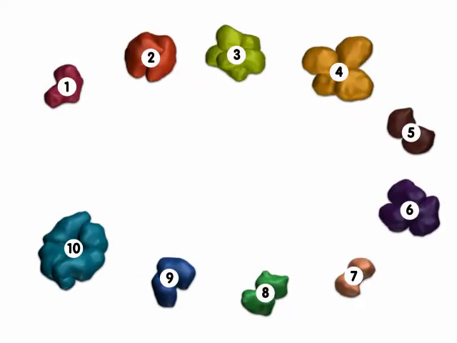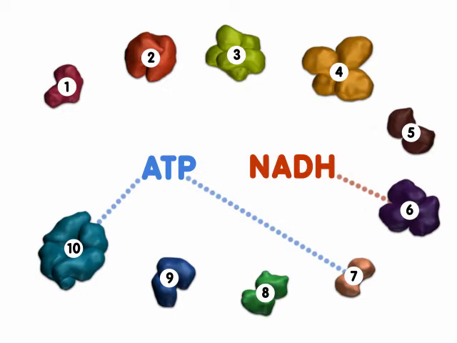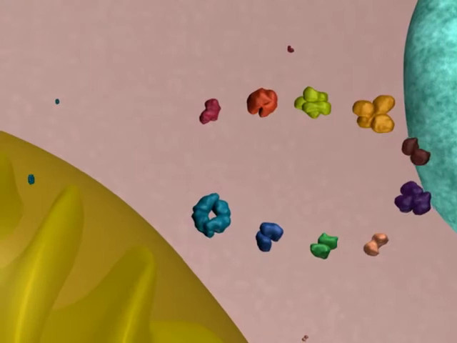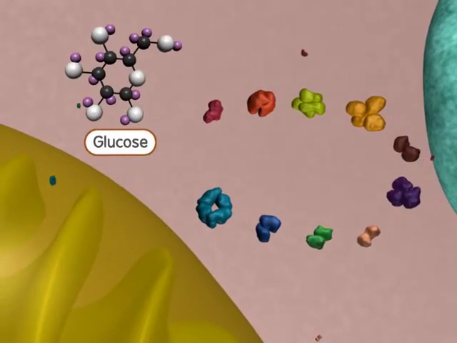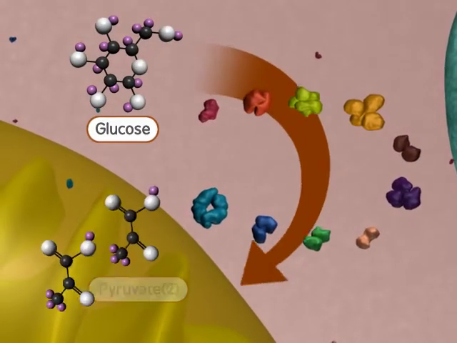This process produces ATP, along with other products such as NADH, that can be used later to produce even more ATP for the cell. Let's watch as these enzymes oxidize one glucose molecule into two pyruvate molecules.